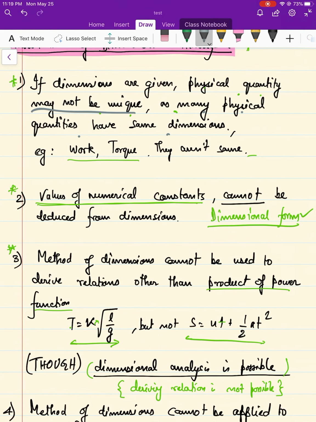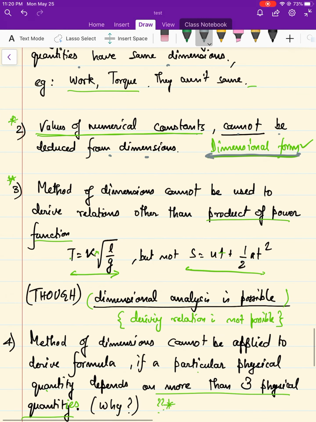The values of the numerical constants cannot be deduced from the dimensions. So a few minutes ago I talked about the gravitational constant and how the dimensional form can be established using this analysis, but then the value of the gravitational constant cannot be established simply from the dimensional analysis that we did. So we can definitely establish a dimensional form, but we cannot establish the numerical value. So this is one constraint that we have, also one limitation.